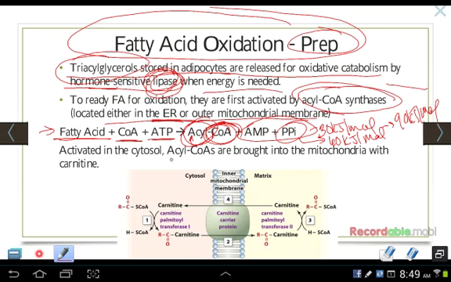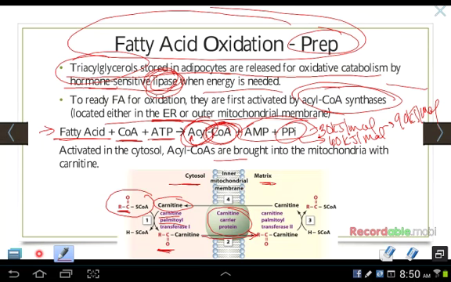So once activated in the cytosol, acyl-CoAs are brought into the mitochondria with carnitine, and this is how we explain this. So here we have our cytosol, here we have our matrix. So our activated acyl chain with CoA on it, the acyl chain is transferred using carnitine palmitoyltransferase onto a carnitine molecule. That carnitine molecule that is now acylated is transported into the mitochondria using carnitine carrier protein.